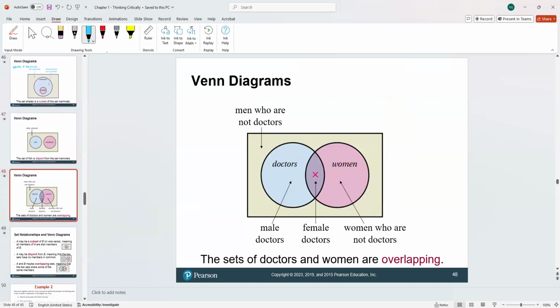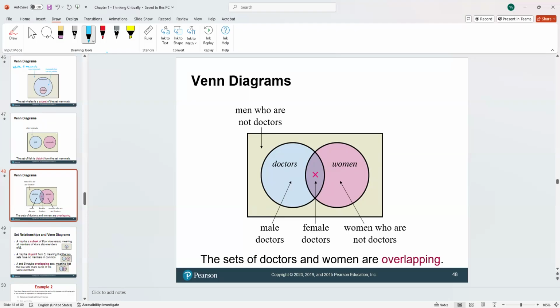Now, if you consider a set of doctors and a set of females, we can say these are overlapping sets, because it is possible for a person to be both. That person can be female and a doctor at the same time, because of the overlapping region. We know they have something in common. So the overlapping region represents the people who are female doctors.